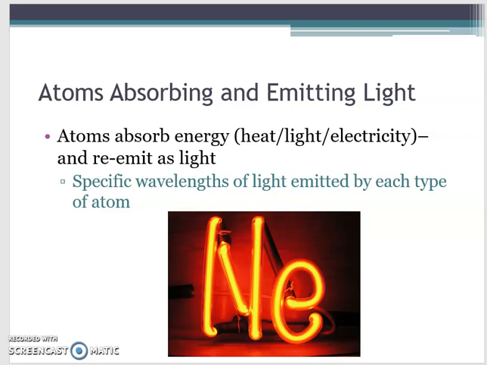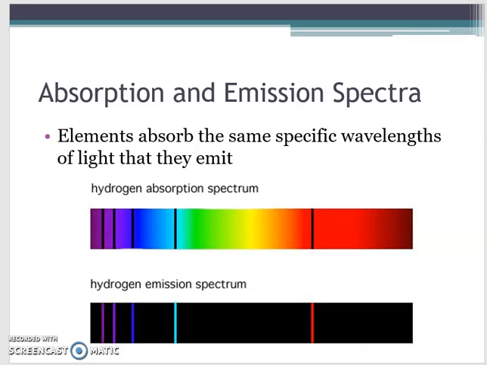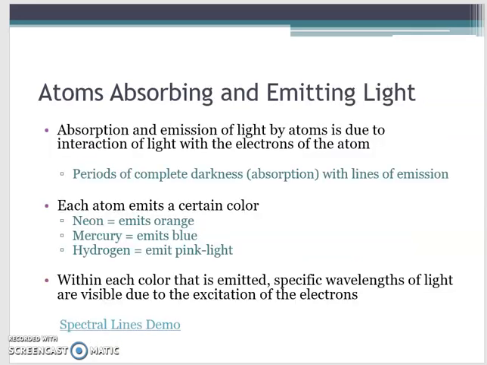When we look at atoms, they are going to absorb light, so they'll absorb heat, light, electricity, and then they will re-emit that energy as light. They will emit very specific wavelengths based on what type of atom it is. We have absorption and emission spectra, so we looked at emission spectra earlier. The absorption spectra is just going to be the opposite. So whatever wavelength of light the atoms absorb, they will also then emit.